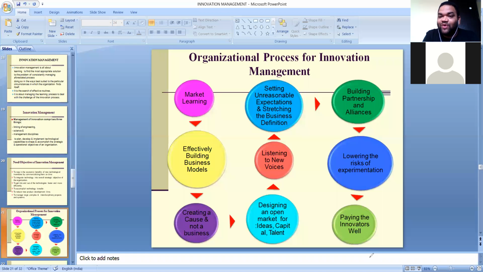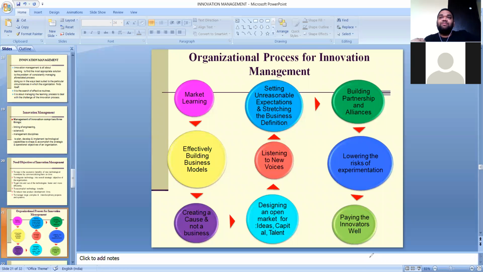And the last one, a very important one, is paying the innovators well. If you pay well and give them monetary benefits, then the motivation will be high, the thinking will be high, and there is a chance of getting more innovative ideas from the innovators. Innovators, as I already said, may be your employees, and sometimes entrepreneurs become innovators. So you have to pay the innovators well.